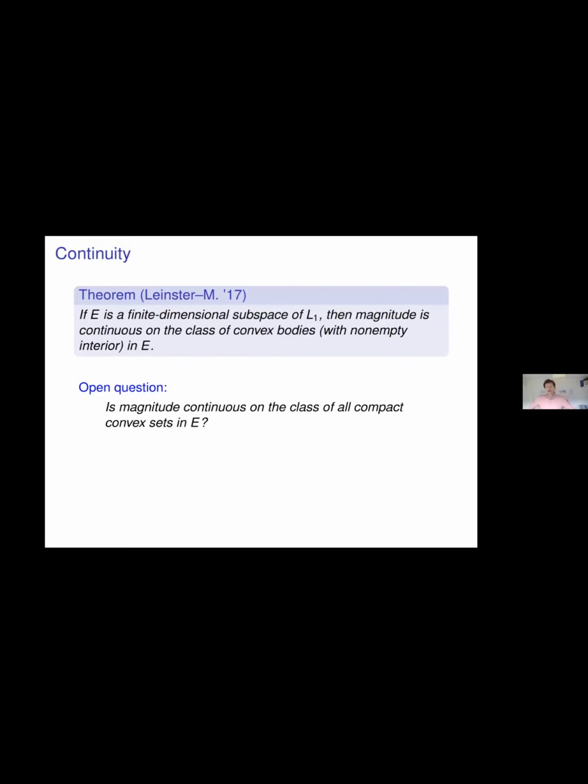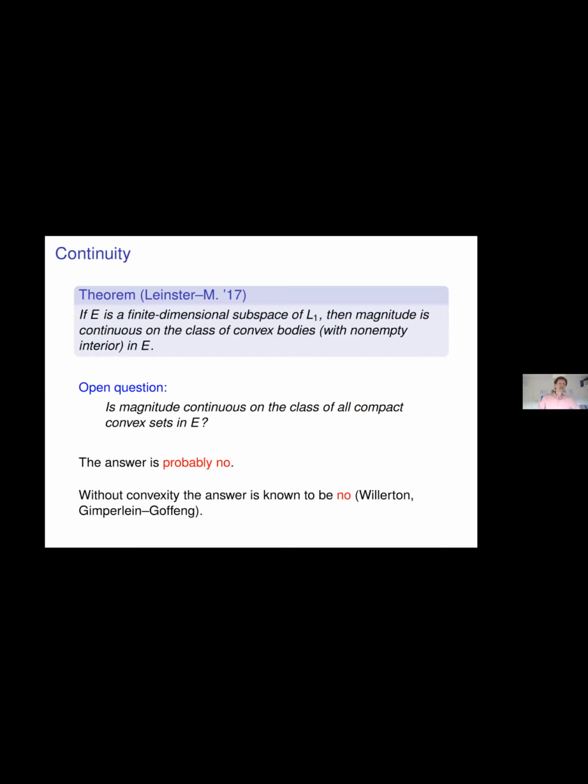It's an open question whether that restriction to non-empty interior is actually necessary. And the answer is probably, okay, so what I just said out loud and what's written on the slide have opposite answers. Probably it is necessary to assume non-empty interior. So that is, probably it is not true that magnitude is continuous on all compact convex sets. That is, that you can have discontinuity when you flatten out a body into something that just sits in a proper subspace, but we don't actually know that for sure.